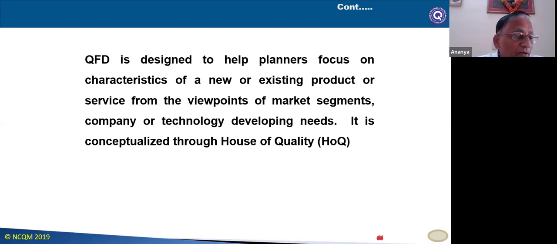So therefore, what is QFD talking about? First of all, it prioritizes the list of customers and competitors. Who are my customers? What do they want? At the same time, vis-a-vis their requirement of product or service, who are the competitors and where do I stand with respect to my competitor? Company A with respect to B or company C.